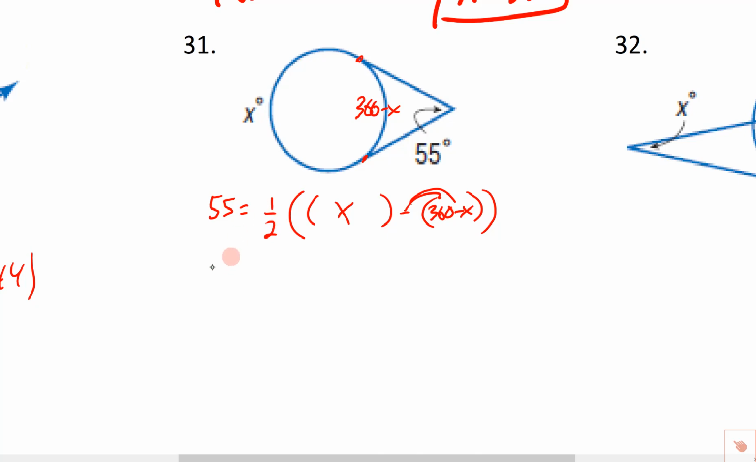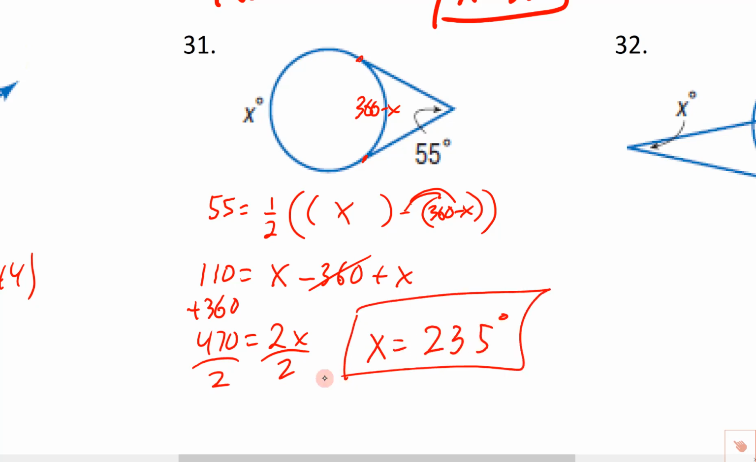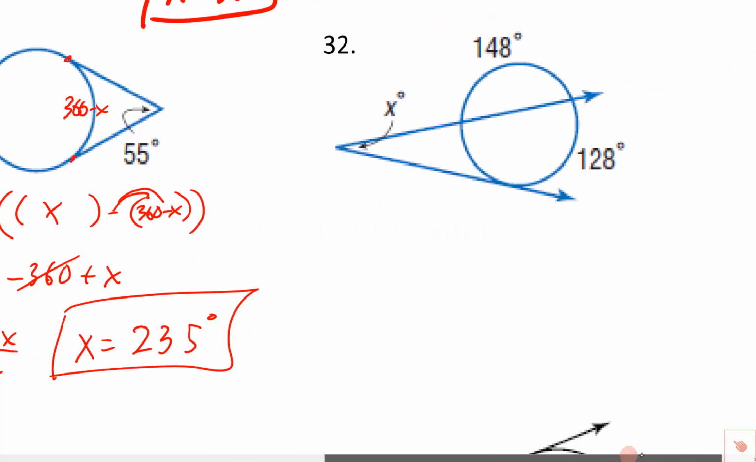So here's what I'm going to do. I'm going to multiply both sides by 2, so this is going to be 110. And then this is going to be x minus 360 plus x. Minus times a negative x is plus x. So I'm going to move the 360 to the other side. So this is going to end up being 470. Put those two together, so that's going to be 2x, and we're going to divide by 2. So we end up with x equals 235. So that outer one would be 235 degrees, and if they asked us to, we could figure out that little one on the inside there.